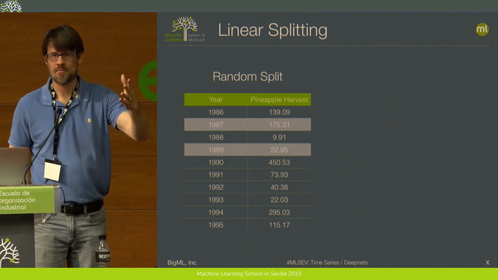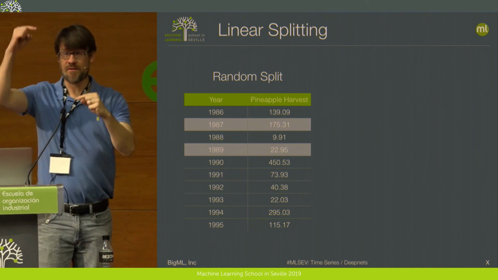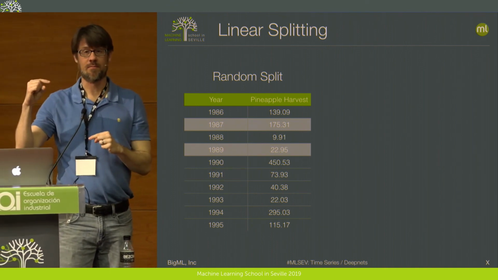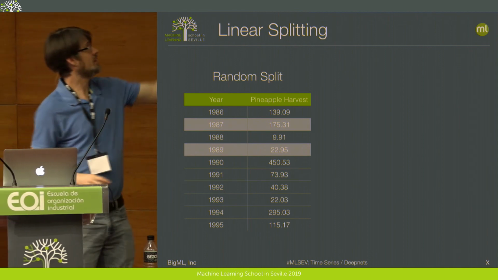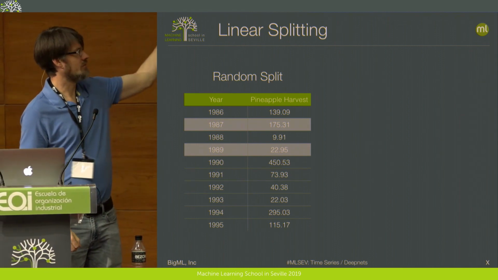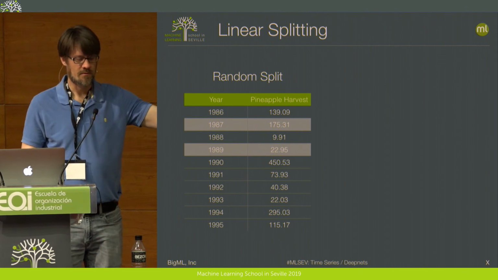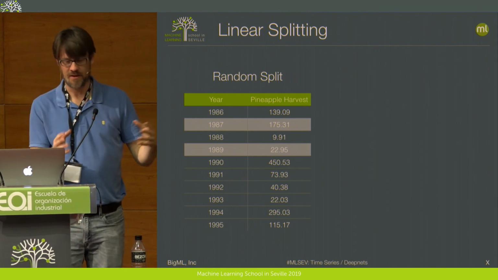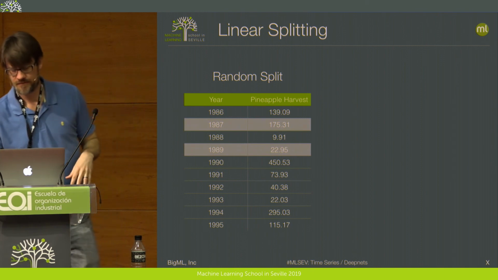Again, how come? Because all of the data points have information about all of the data points around them, right? So if you do just a random split, you're pulling information from the training set into the test set and vice versa, and that you don't want.